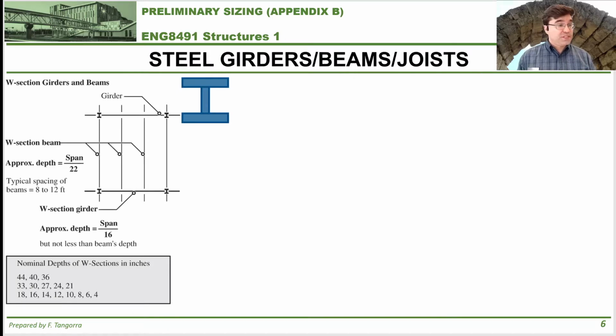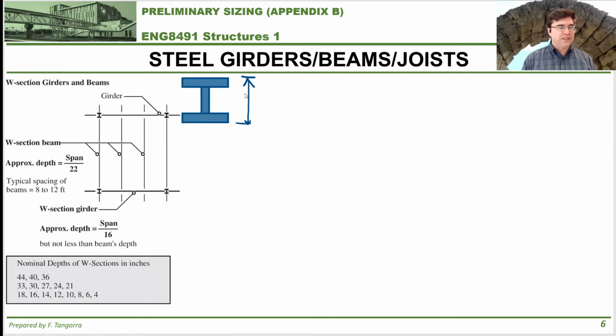So the first element we're going to get started with is going to be the approximate depth, the initial approximate depth for steel girders, beams, and joists. So again, I'm in Appendix B of the latest edition of our textbook. That's the third edition of the textbook. And what we're looking at right now, say right here, is overall is coming up with this initial approximate depth of a W section.